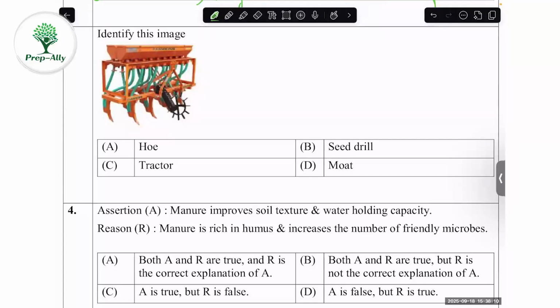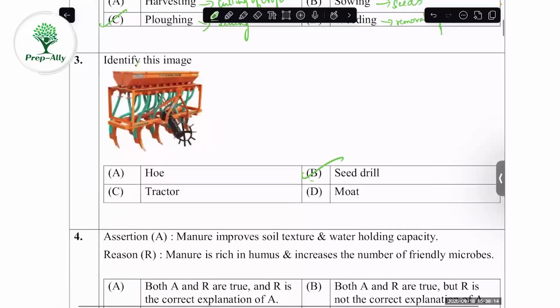So this is a seed drill. The seeds will be placed inside this, then the seeds will be sown. This seed drill is especially useful for large fields, where human power is not sufficient for even sowing. That's why sowing is done by the seed drill. The correct option is seed drill.